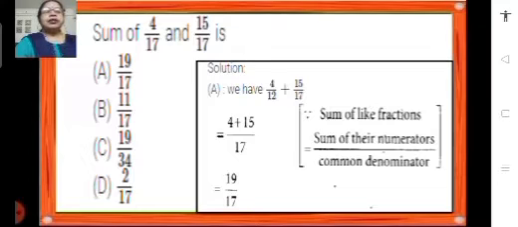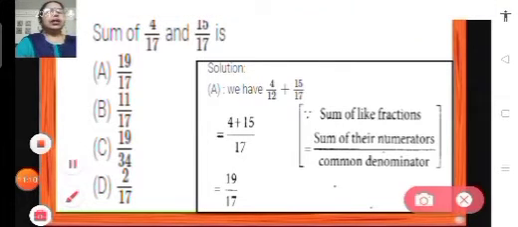Sum of means we have to add them. We have to add these fractions and 4 options are given. We have to choose the correct answer. How do we do that? We know that we have to add these like fractions.